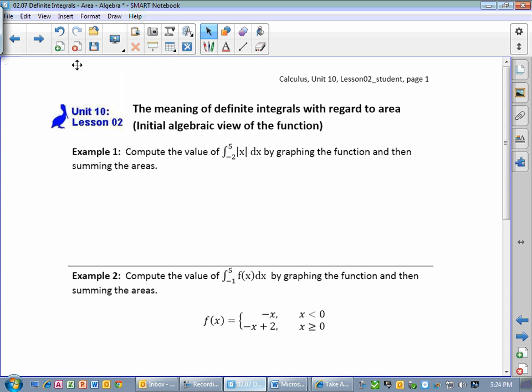So yesterday we went over the definite integral when we're given a graph. So how do we find the definite integral of a function if we have a graph of that function? In other words, what does the definite integral have to do with the graph of the function?